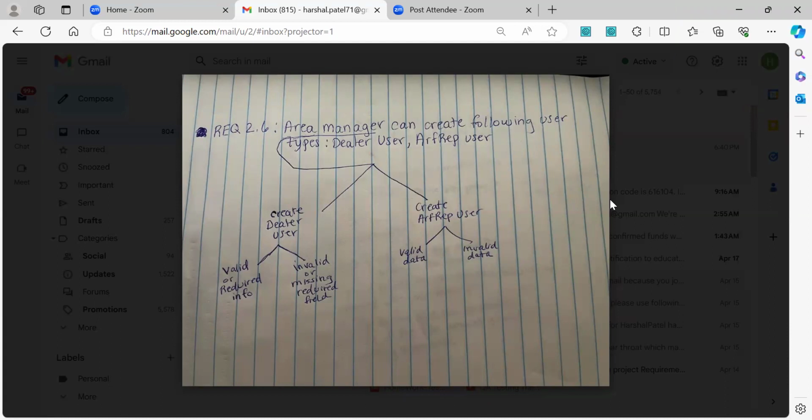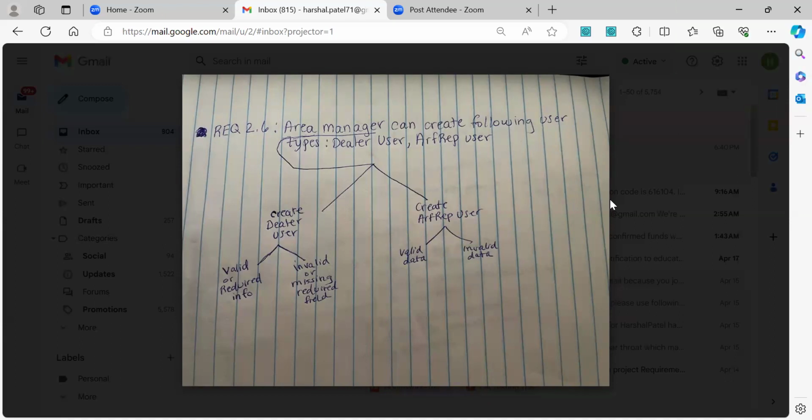Hello? Yes, I'm here. So why would they? Say it again. When the area manager does what? So the dealer user and rep user, the area manager can manage the rep user and the dealer user. Is that correct? Right, but when would they do it?